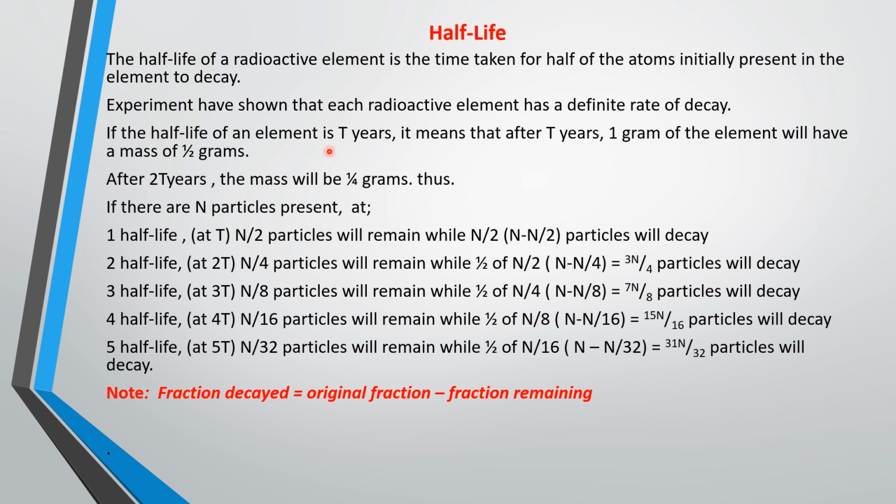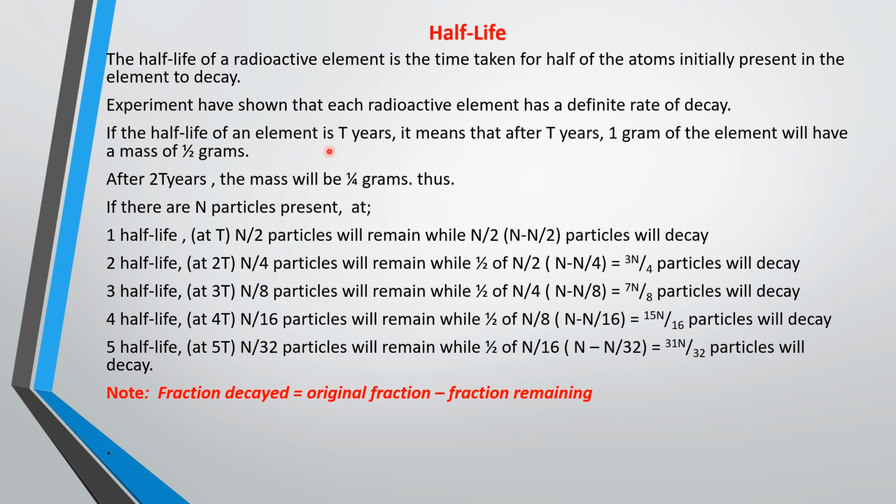So what does that simply mean? If you have 1 gram of an element and the half-life of that element is t years, it means that after t years, which is the first half-life, half of that element will have decayed and half of it will be remaining, because half plus half is equal to 1. So half of the element will have decayed and half of it will be remaining. That is for the first half-life, which is t years.